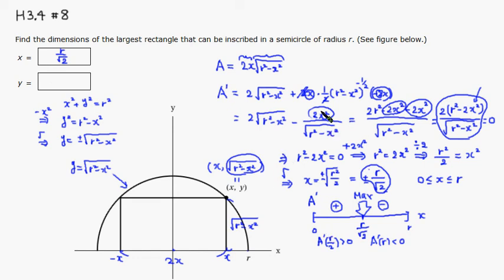Y can be found by using y equals the square root of r squared minus x squared. X squared we just found is r squared over 2, so y is the square root of 2r squared over 2 minus r squared over 2, which is the square root of r squared over 2, which gives you r over the square root of 2. So actually y is r over the square root of 2 as well. All right, that's it. I hope that this was clear.